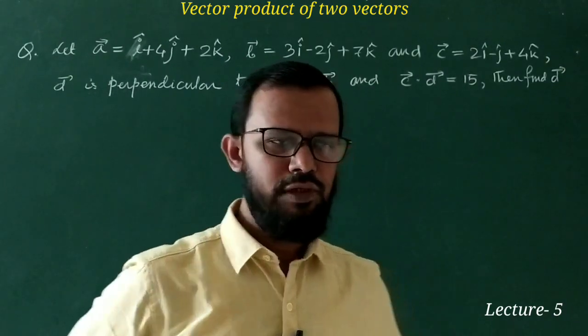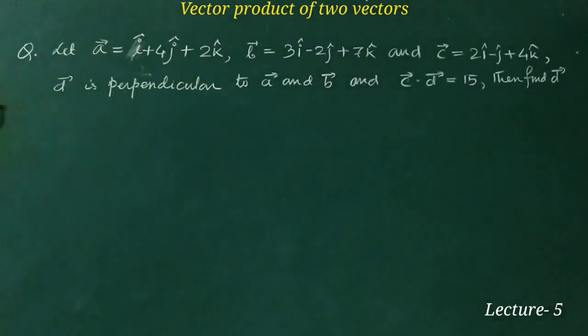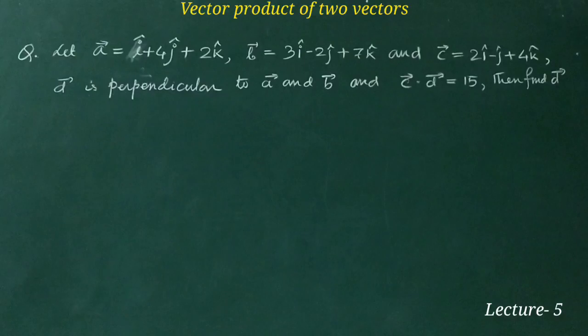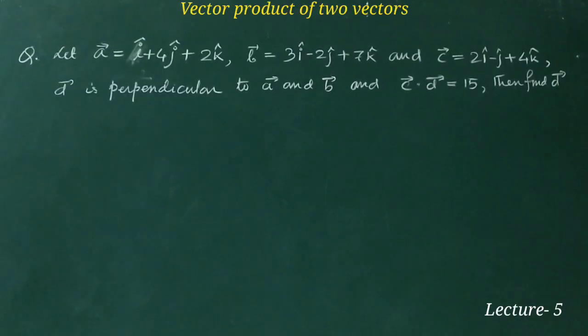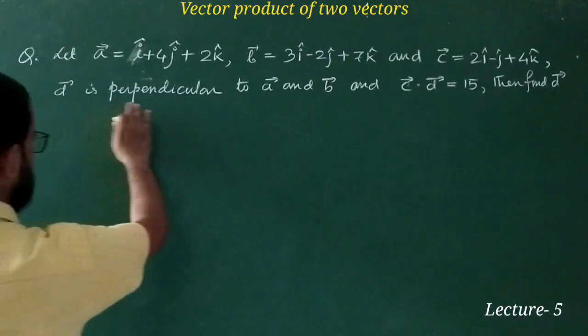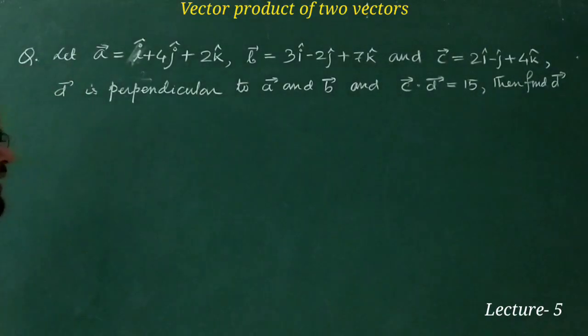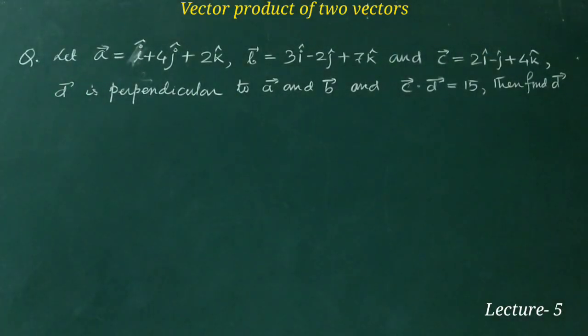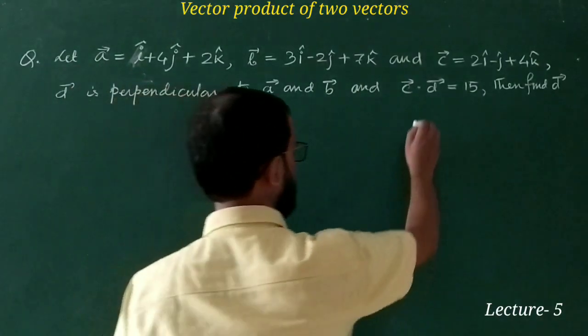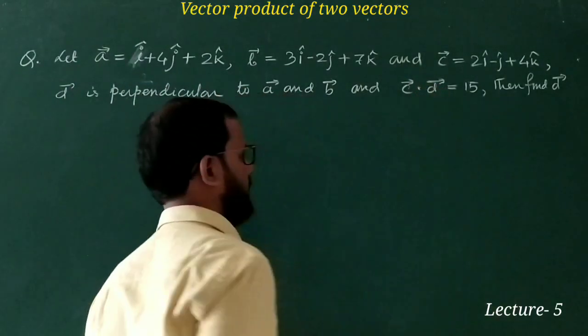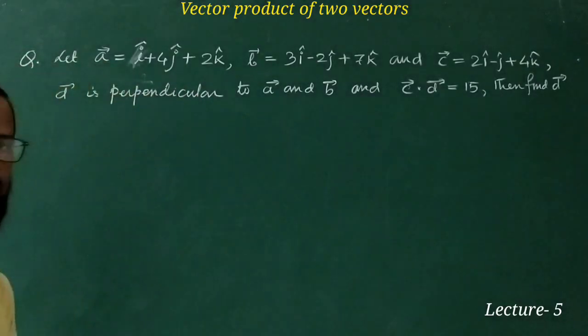The first question of today's class is: let vector A be equal to i cap plus 4 j cap plus 2 k cap. Another vector B is given, and vector C is given. Three vectors are given, and D is perpendicular to both A vector and B vector, and C dot D is equal to 15. Under this condition, you have to find the D vector.